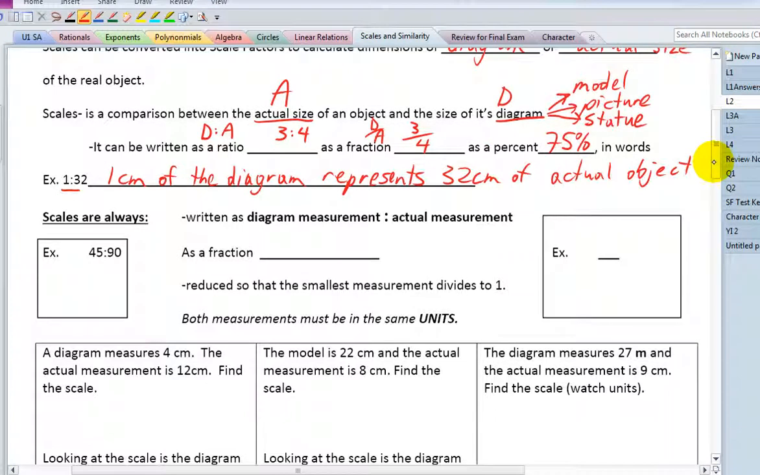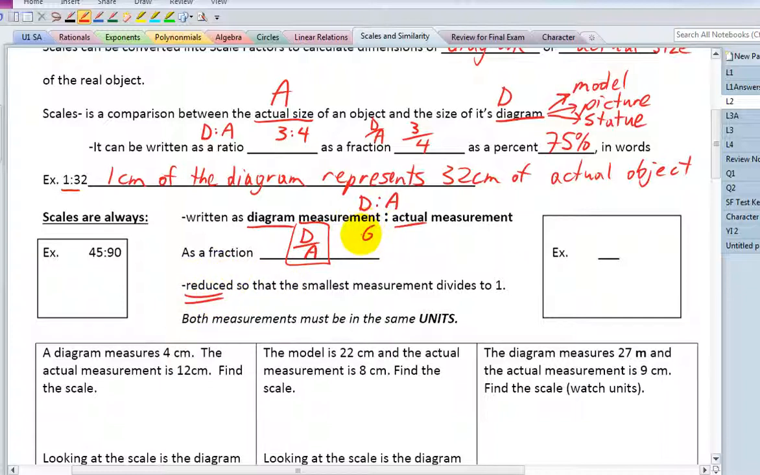So scales are always, a couple of rules. Number 1, written as diagram to actual, so D to A. You should write that down 400 times in your homework so it's memorized. Or as a fraction, D over A. And when we're doing our math, that's how we need to write it to make it easy math. You have to reduce it just like a fraction.